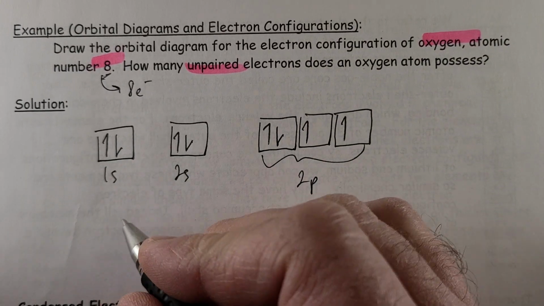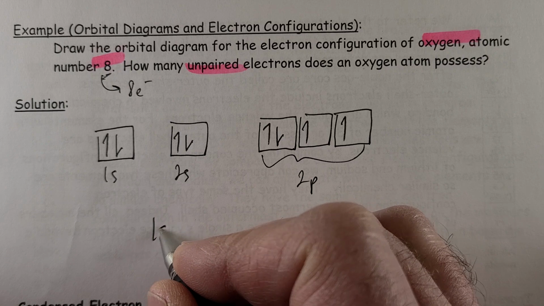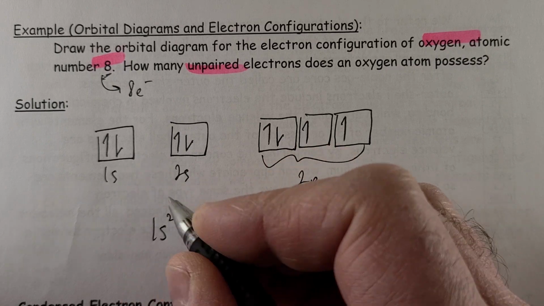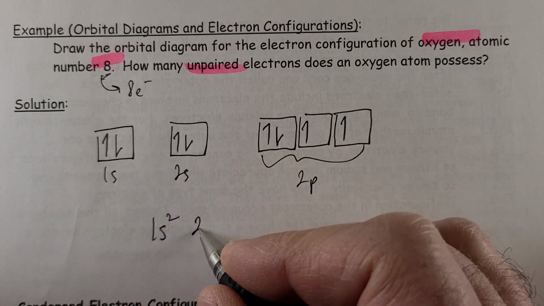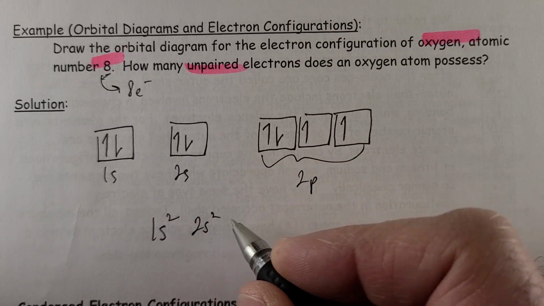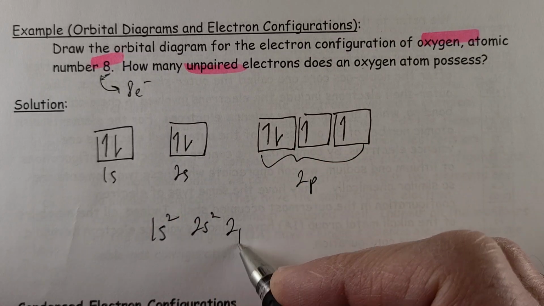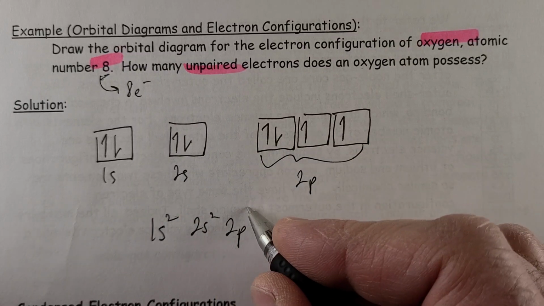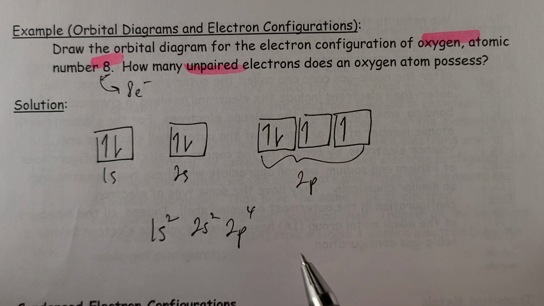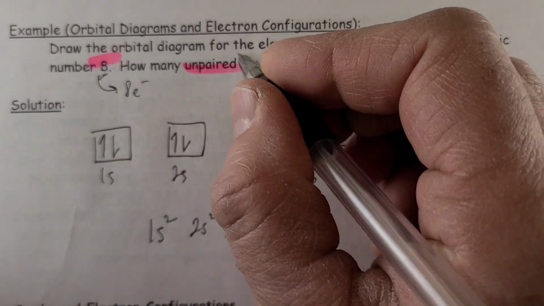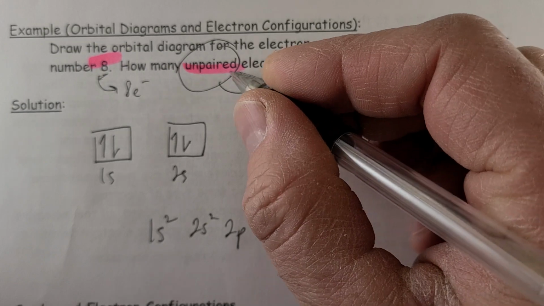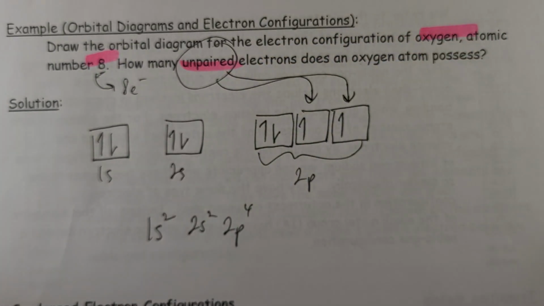Now, if we're writing the electron configuration, a summary of what we have here: in the 1s region we have 2, in the 2s region we have 2, and in the 2p region we have 1, 2, 3, 4. So 1s2, 2s2, 2p4. And of course our unpaired electrons are right there. Easy, so that's how we do that.